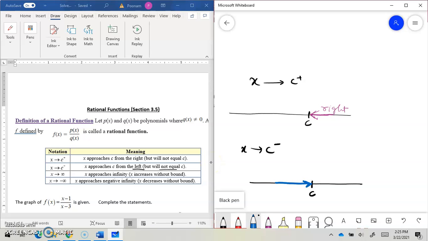Then we have x approaches infinity. X approaches infinity means x increases without any bound. So on the number line, if the middle is 0, if we keep on going towards the right, eventually x approaches infinity. So when x approaches infinity, you need to see it as the most right possible corner of the number line, because x is increasing infinitely without bound. If x is approaching negative infinity, that is the most left corner of your x-axis, as that means x decreases without bound.